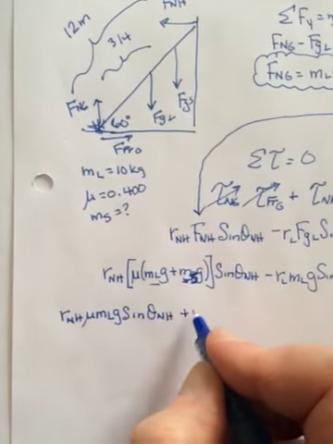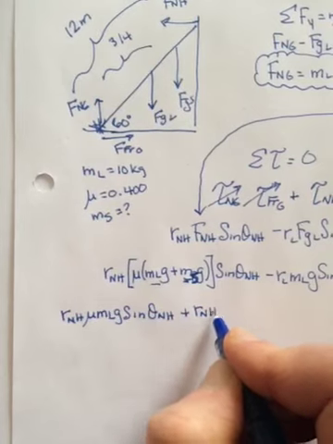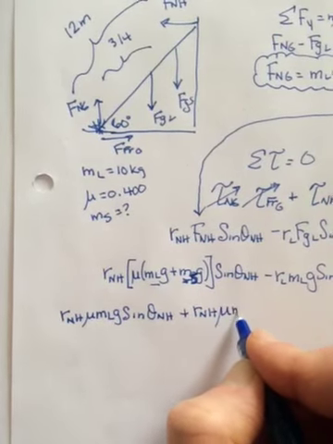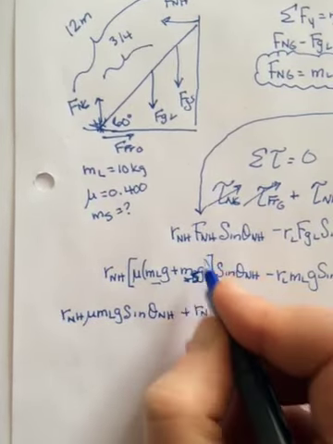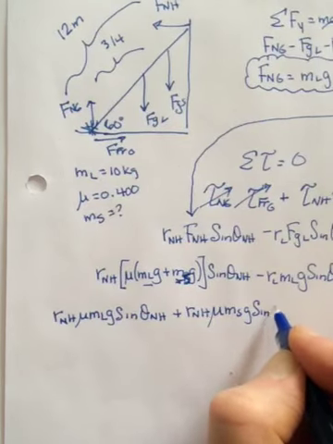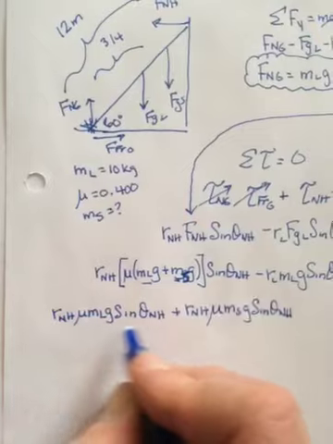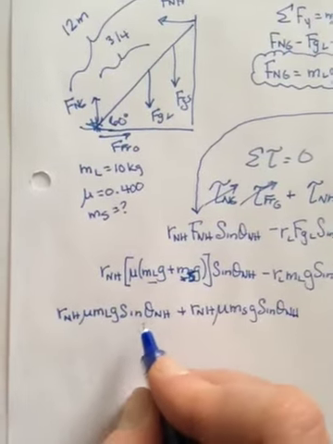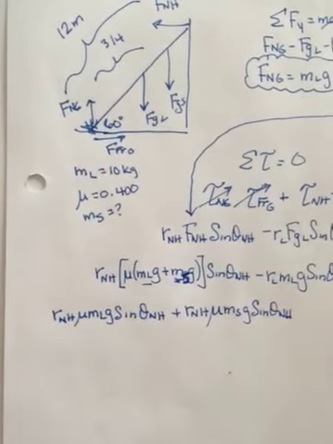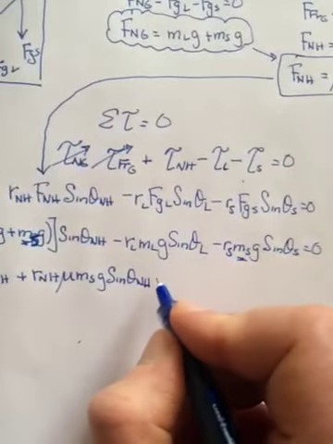Plus, the next term gets an r normal of the house, a mu, an m of the student, g, and again, sine theta normal of the house. And this is why subscripts are important, because look, now they're not all the same in a given term. So please put your subscripts in.